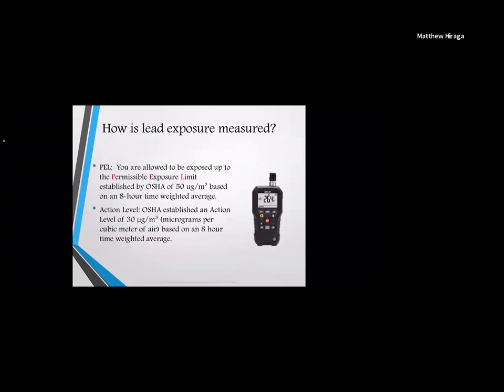Now, how is it measured? The PEL: you are allowed to be exposed to up to the permissible exposure limit established by OSHA of 50 micrograms per cubic meter of air based on an 8-hour average. Now, 50 is your PEL, right? Your recommended exposure limit is 30 micrograms, which is also your action level, so that at that point you have to take action, have the programs, policies, procedures, protection in place at 30. Legally, you can be exposed to 50.